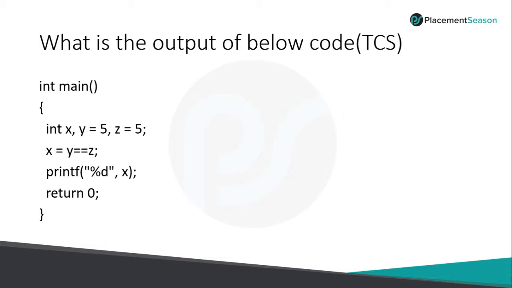In case I put y not equal to z, it will print 0. It means the condition is false, it will assign the value 0 to x, so it will print 0. Remember there is a difference between single equal to and double equal to. Single equal to assigns the value and double equal to checks for equality.